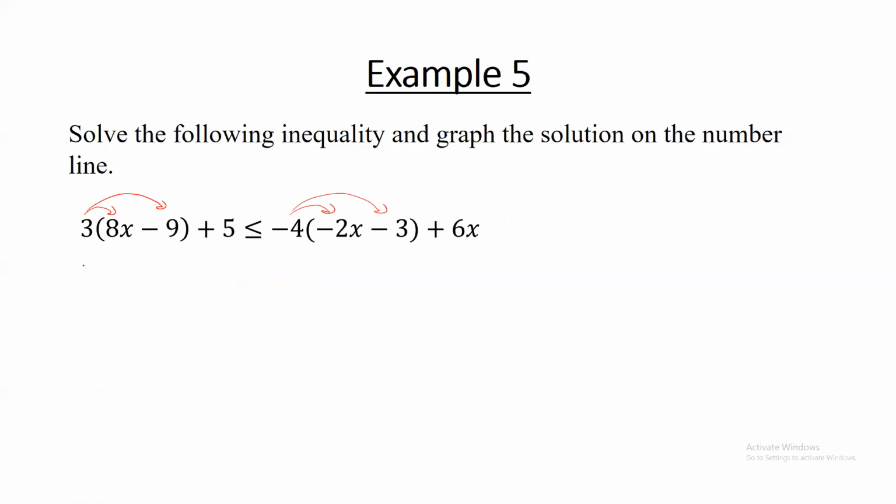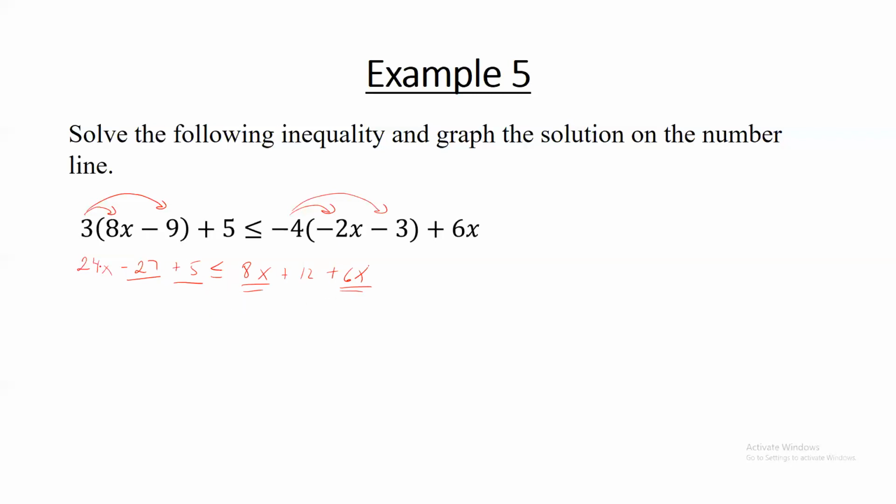3 times 8x is 24x. 3 times 9 is 27. There's just the plus 5. Less than or equal to. Negative 4 times negative 2 is positive 8x. Again, negative times negative is positive, and 3 times 4 is 12, plus 6x. We combine what we can. We can combine these numbers, and we can combine the like terms on the other side as well.